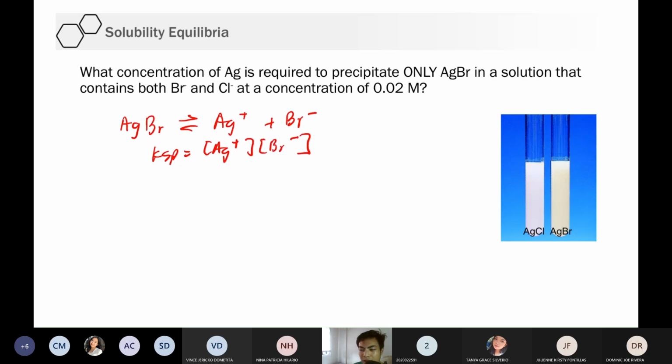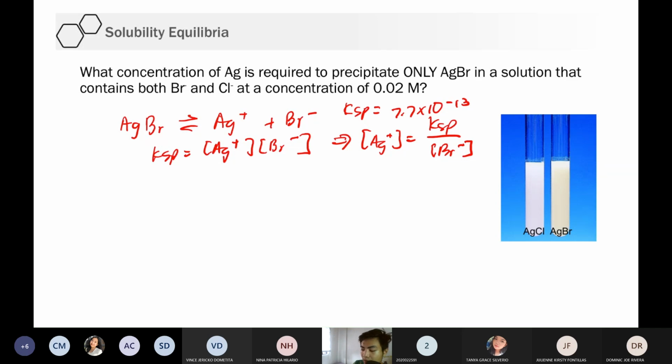So from the KSP, kunin natin yung concentration ng silver needed to precipitate silver bromide. No? So alamin natin. So paano yon? That is just Ag plus equals KSP over the concentration of Br minus. The KSP for silver bromide is 7.7 times 10 raised to negative 13. Okay. So just look at the table.